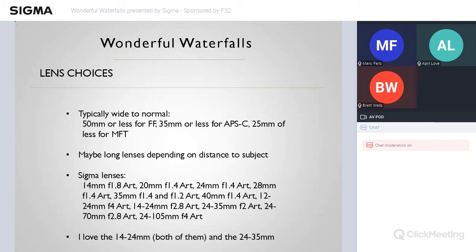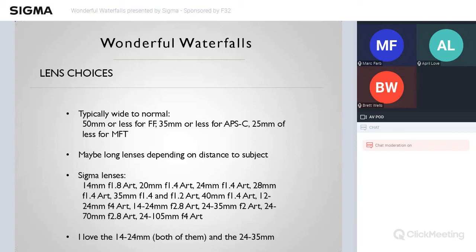This is landscape photography like any other, so generally speaking, we're using wider lenses. For a full frame camera, whether it's mirrorless or SLR, that means we're using a 50 millimeter lens or wider, which means a shorter focal length or a smaller number. For an APS-C camera, we're using about a 35 millimeter lens or wider, and for micro four thirds, 25 millimeters or wider. How wide really depends on how big the waterfall or water is, and how far away it is.